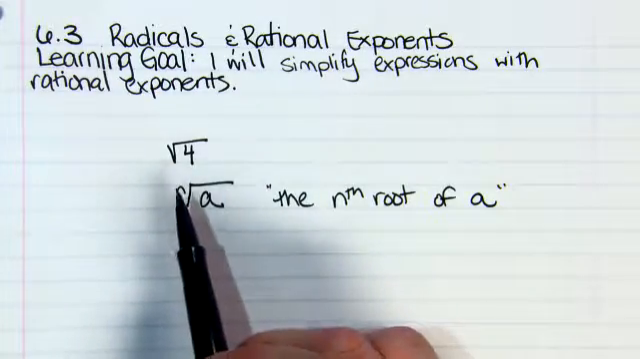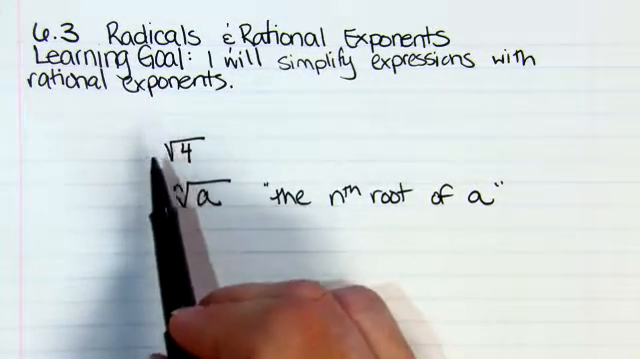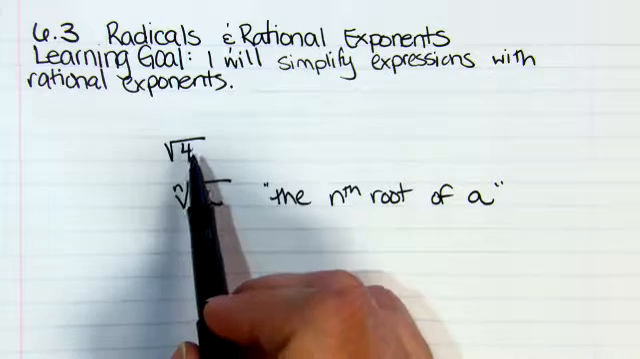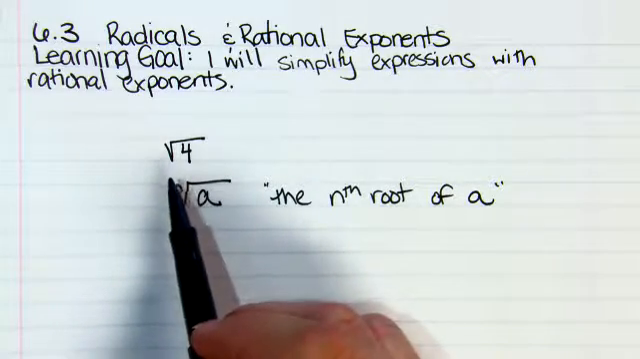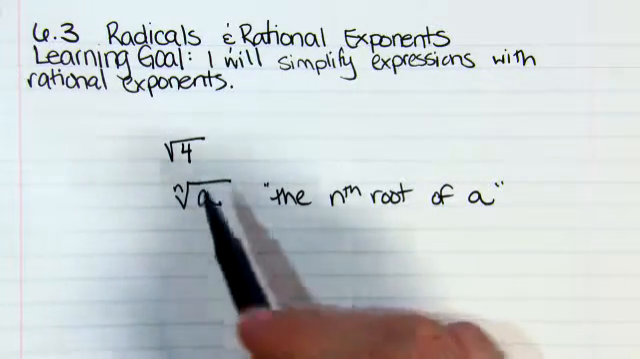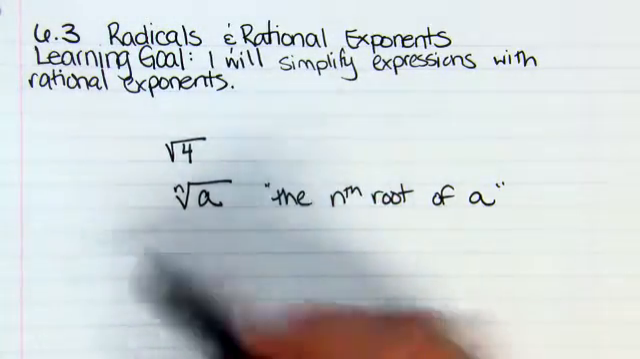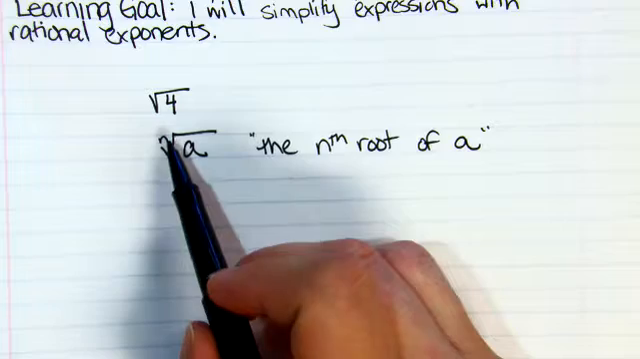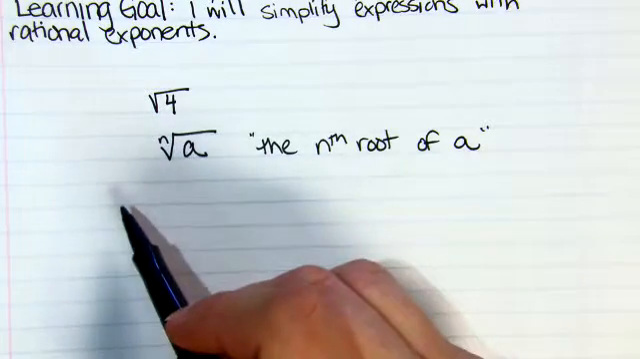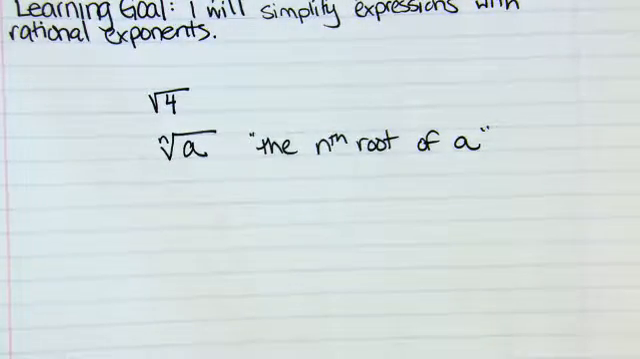And this is saying, like how the square root asks what number squared gives you 4, this is saying what number to the nth power gives you a. So the third root would be what number cubed, and the fourth root would be what number to the fourth power, that kind of thing.